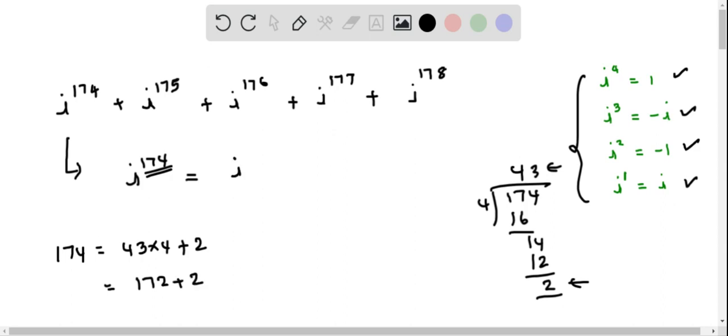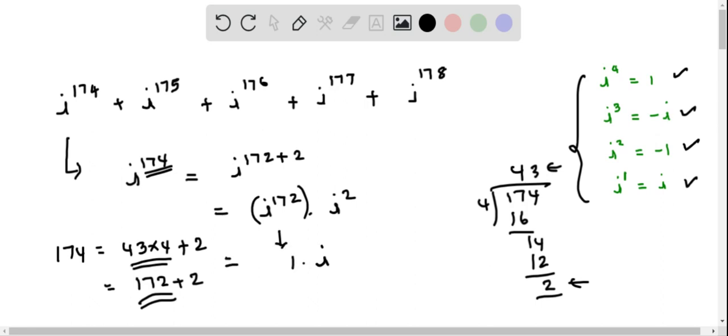So this means I can write this 174 as, sorry, 172 plus 2. And according to the exponent rule, this could be written as i raised to the power of 172 times i raised to the power of 2. Basically, this 172 is a multiple of 4 as we have seen here. So i raised to the power of any multiple of 4 has the value 1. Therefore, this value equals 1 times i squared, which is basically i squared.